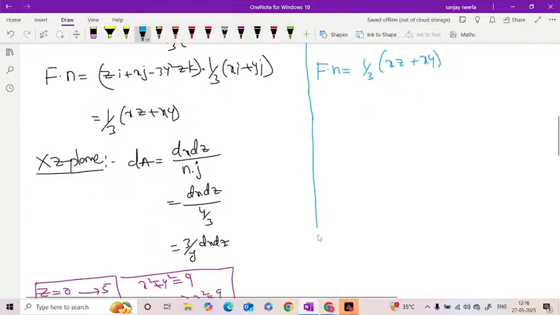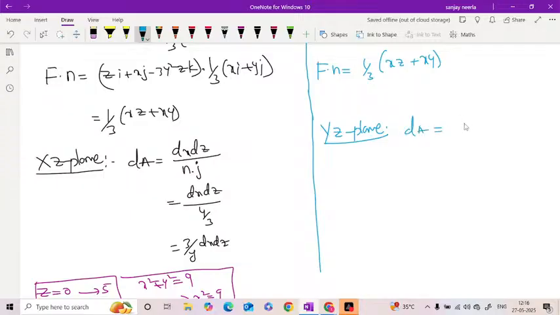What is our assumption here? I am assuming the yz plane. So for the yz plane we have to take dA equal to dy dz by n dot i. N dot i gives x by 3 only. That means 3 by x into dy into dz.